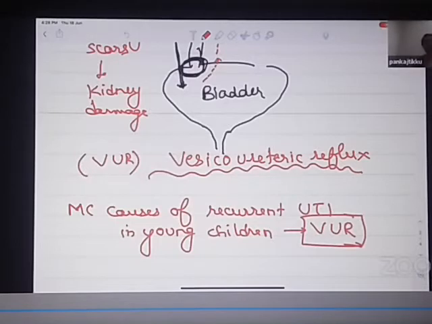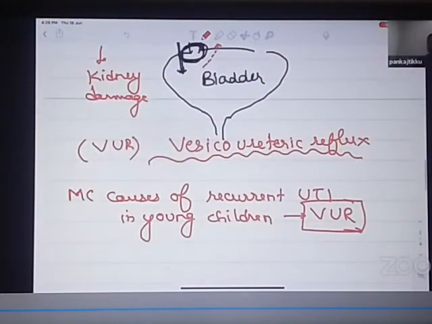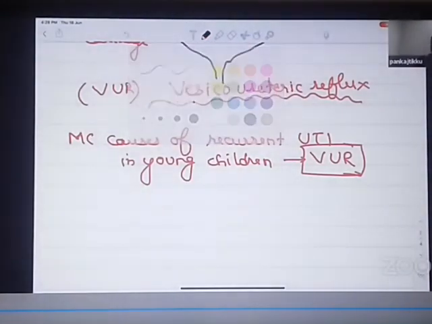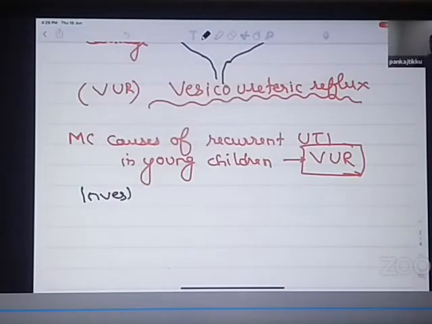And therefore, all young children who are having urinary tract infection or who are having recurrent urinary tract infection, we should always try to do certain investigations to find out whether they have a vesicoureteric reflux or they have any damage to the kidneys because of a vesicoureteric reflux. So what are the investigations we do?